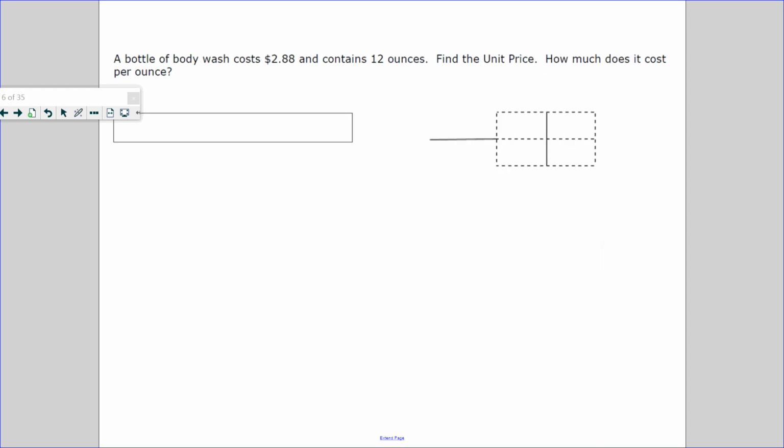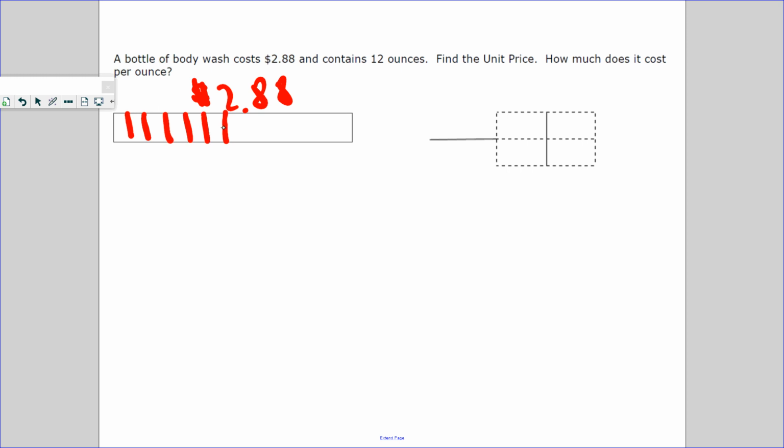All right. A bottle of baby wash costs $2.88 and contains 12 ounces. Find the unit price. How much would it cost for each ounce? So let's divide this into 12 equal parts. So I'm going to cut down 6. 1, 2, 3, 4, 5, 6. 1, 2, 3, 4, 5, 6. So now this one will be called 1 ounce, OZ.